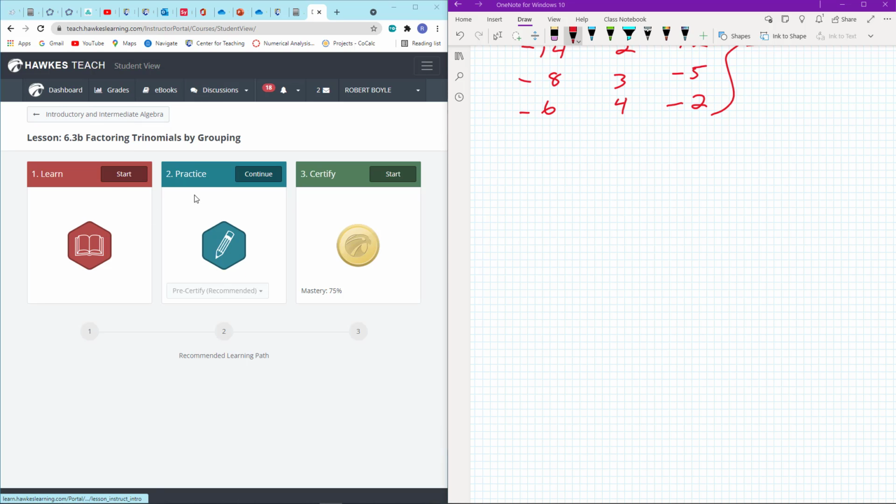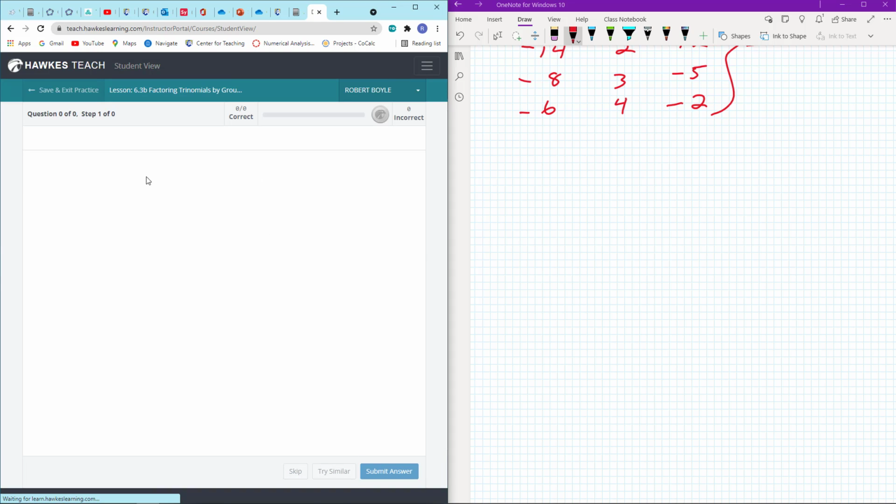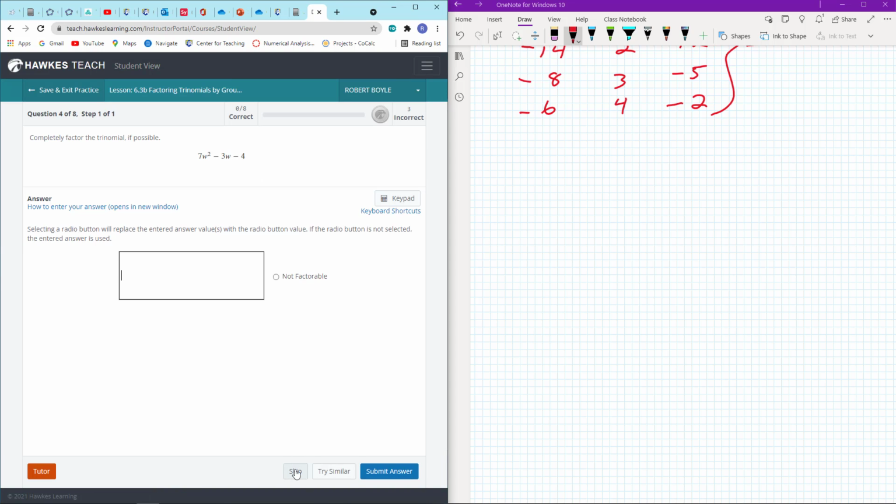Okay, so here we are, and let me continue with practice. As you can see, I've been playing with this just a little bit, so let me get back to the beginning. Let's take a look at this one: 8y squared plus 6y minus 5. Okay, so let's take a look at 8x squared plus 6x minus 5.